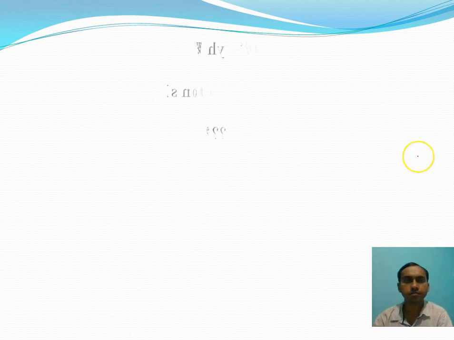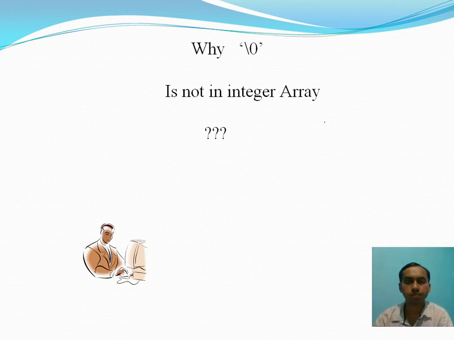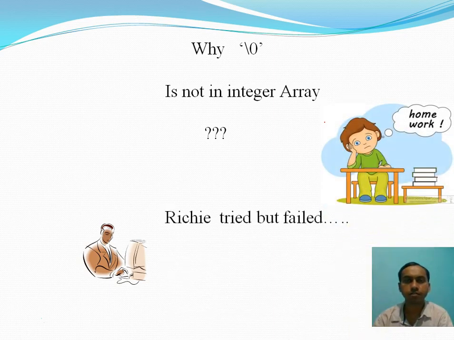After that, why \0? Okay, so there is an integer array, there is a character string, and there is a float array. So why is \0 not in an integer array? We are writing \0 to mean the null or the string terminator. But why is it not written in an integer array? Why? So Richie tried but failed. So this is your homework.